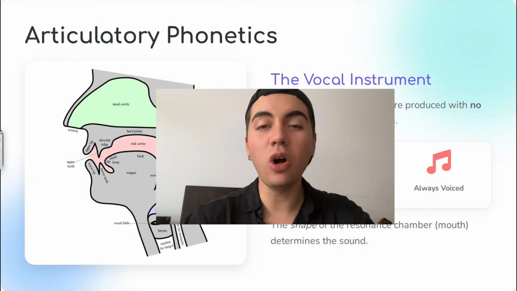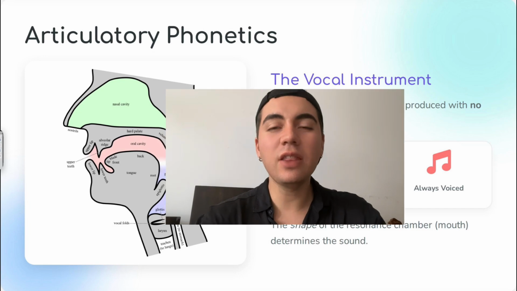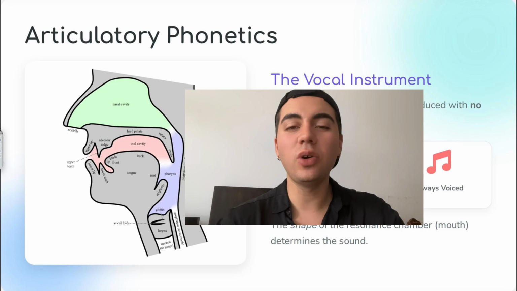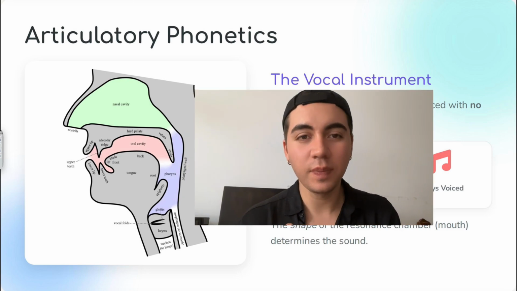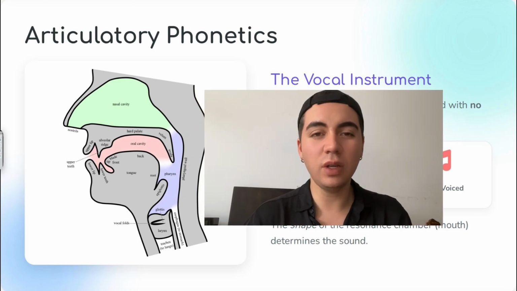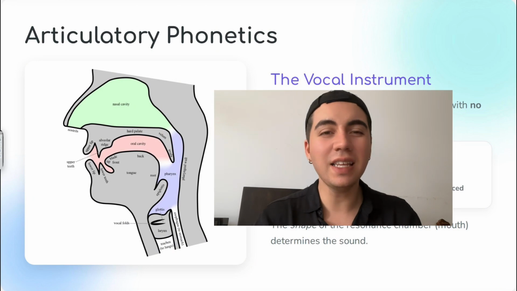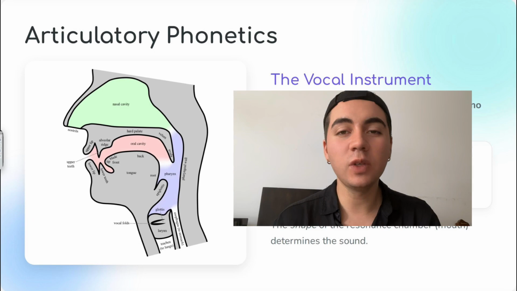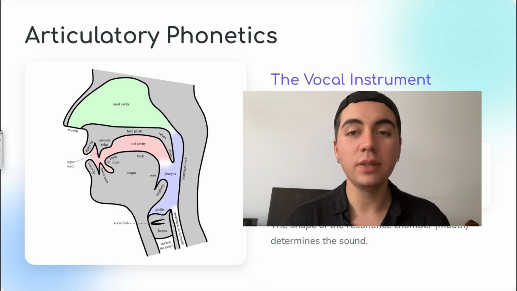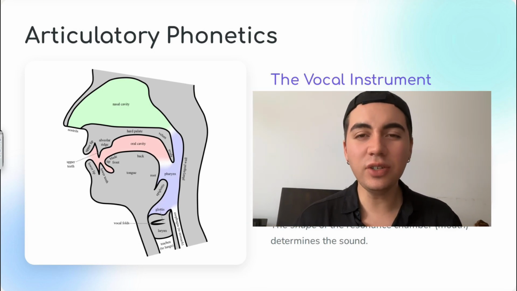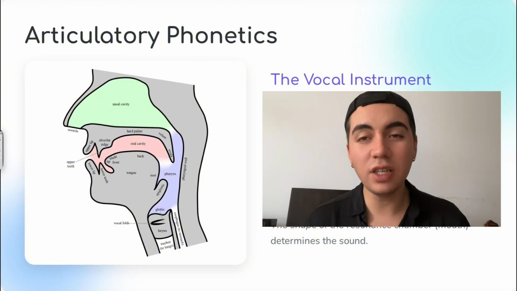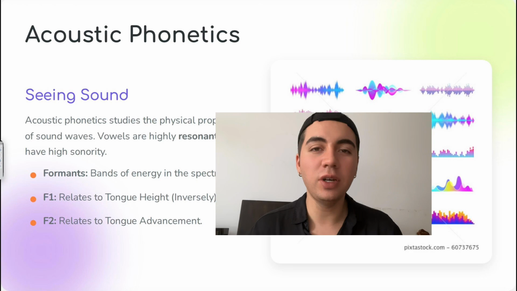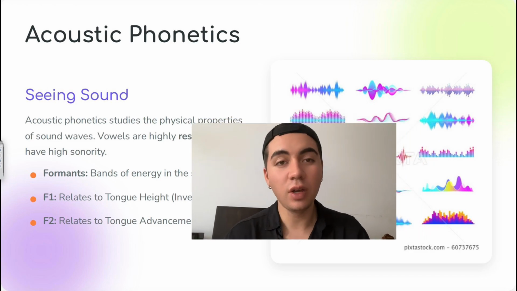Vowels are actually always voiced, meaning that the vocal folds are vibrating. Vowels are also the nucleus or center of the syllable. The physical distinction between one vowel and the next lies entirely in the shape formed in the resonance chamber, which is the space between your mouth and throat. And this articulatory shape dictates the vowel's acoustic phonetics, which studies the physical properties of the sound waves produced.